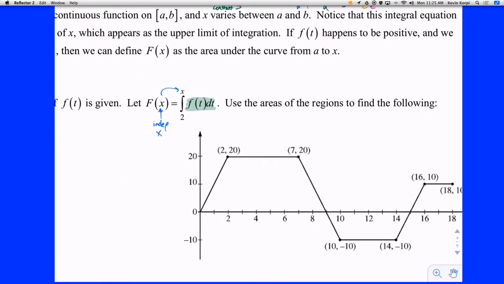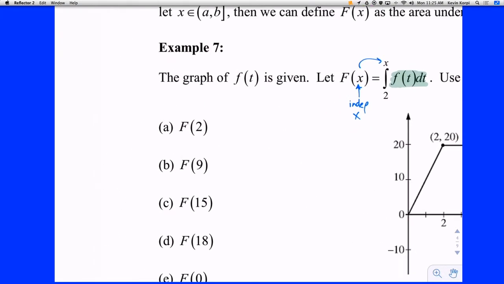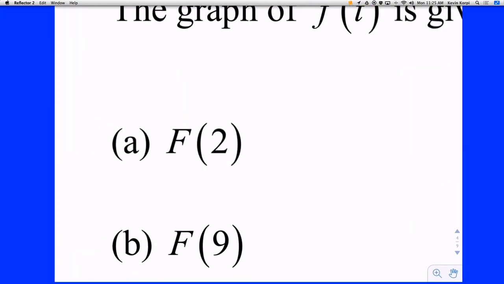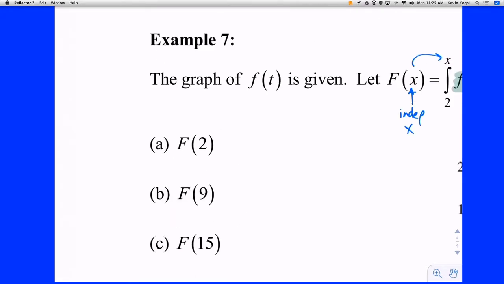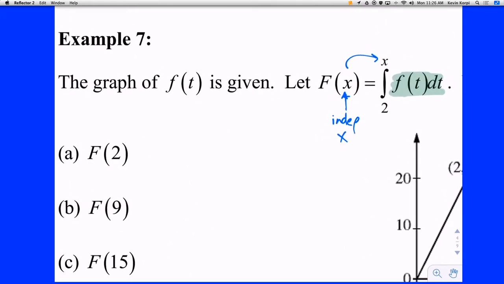All right, it says use the areas of the regions to evaluate the following function. All right, we want big F of 2. Well, let's go ahead and plug it into our function first. Big F of x is the integral from 2 to x. So big F of 2 is the integral from 2 to 2 of f of t dt, which of course we know is 0, because we haven't accumulated anything since we haven't gone anywhere from 2 to 2.